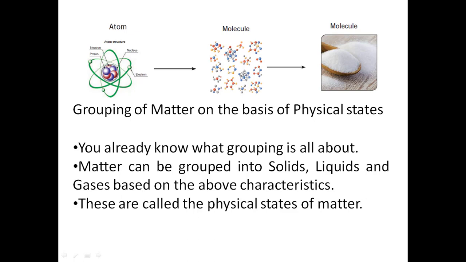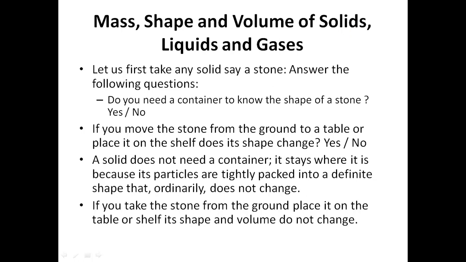Mass, shape and volume of solids, liquids and gases. Let us first take any solid, say a stone. Answer the following questions. Do you need any container to know the shape of the stone? Yes or no? My answer is no. How? Let's see. If you move the stone from the ground to a table or place it on the shelf, does its shape change? Yes or no? My answer is no, because if I take the stone and keep it on the table, the shape of the stone will not change. A solid does not need a container. It stays where it is because its particles are tightly packed into a definite shape that ordinarily does not change.